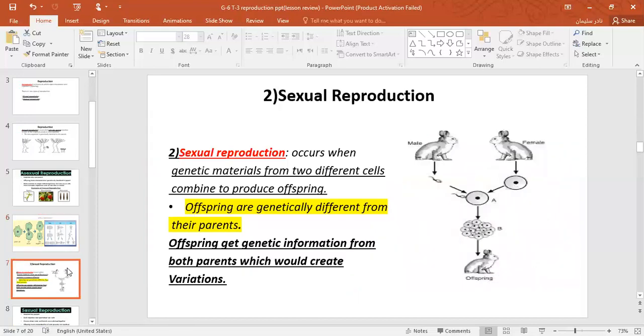For sexual reproduction, it's different. Sexual reproduction occurs when genetic material from two different cells combine to produce offspring. So here, two parents produce new organisms, the male and the female. The male produces a sex cell called sperm, and the female produces another sex cell called the egg. These two cells from the two parents fuse together. Okay? When they fuse together, this process is called fertilization.